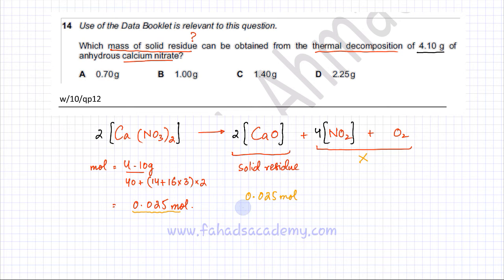The next thing we need to do is find the mass of calcium oxide. It's going to be moles, which is 0.025, multiplied by the molar mass of calcium oxide, which is calcium 40 plus oxygen 16, so the molar mass is 56. I'm going to use my calculator and multiply 0.025 by 56, and the answer I am getting is 1.40 grams. Hence, the mass of the solid residue is option C. Option C is the correct option in this question.